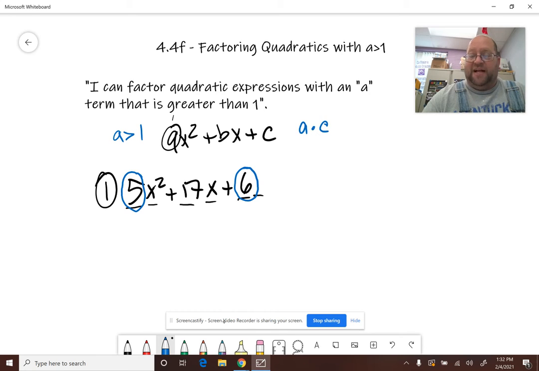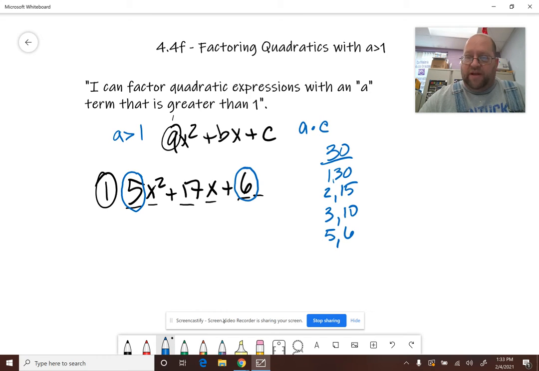I know that sounds really confusing, but if A is greater than 1, then you have to take your A term and your C term and multiply them together, and that's what you're going to factor. So in this case, A times C, 5 times 6, equals 30. So 30 is the magic number that we're really shooting for. Let's think about the factors of 30. This part of it is exactly the same. It's 1 and 30, 2 and 15, and 3 and 10. Let's see what else. We have 5 and 6. All of those are factors of 30, right?